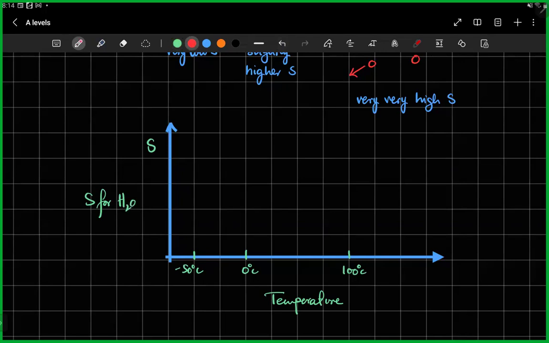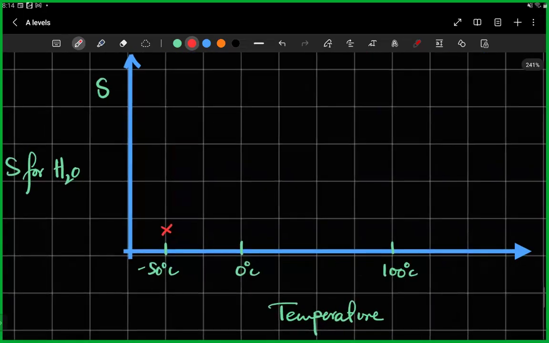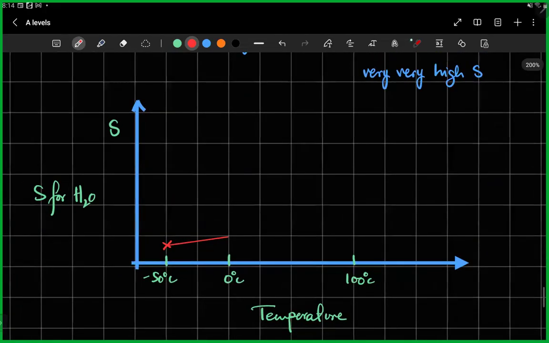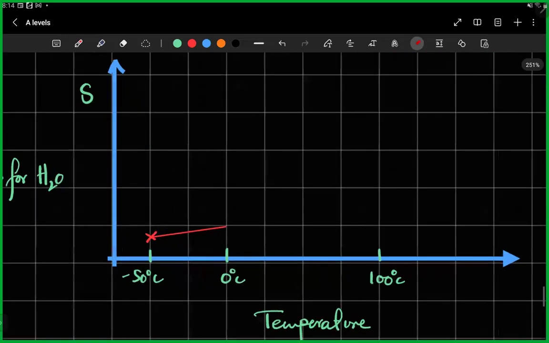Now, right at the beginning, at minus 50, it's a solid, so that is very low entropy. Whether ice is at minus 50 or at 0, there's going to be a slight gain in entropy. Now listen to this carefully. Ice, whether it's at minus 50 degrees centigrade or at minus 25 degrees centigrade, still is ice. The ice particles are still tightly packed, so the disorder is not that much.